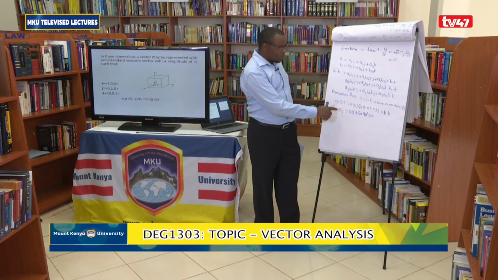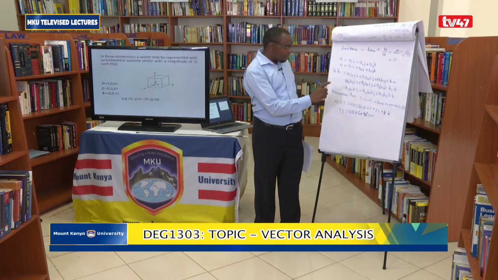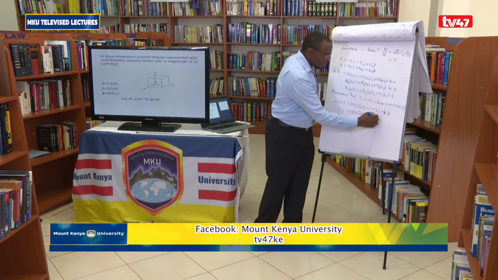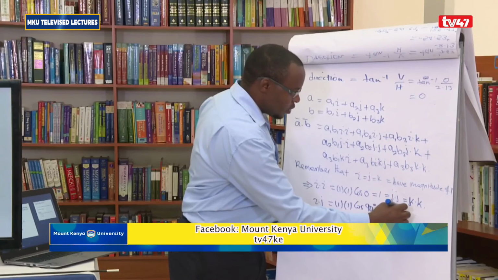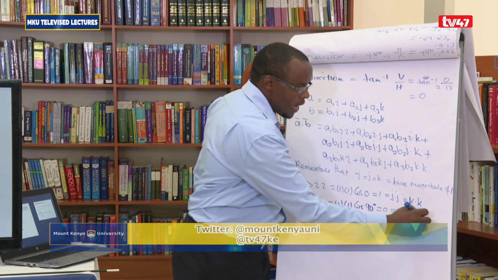And this will happen to any other vectors which have an angle of 90 degrees. This will happen when you have i dot k, or when you have k dot j, and so forth and so on.